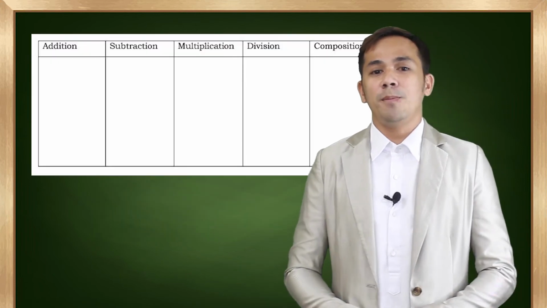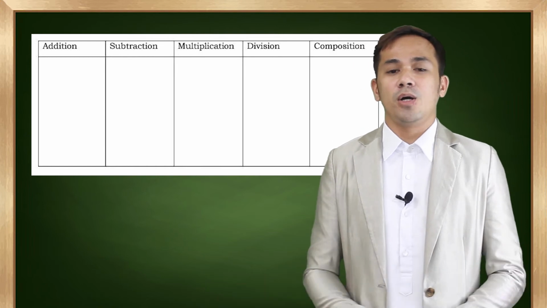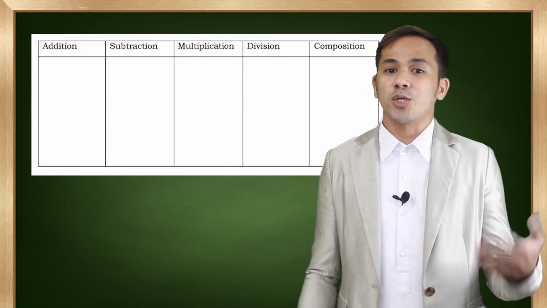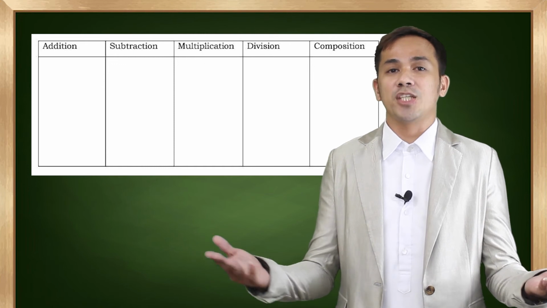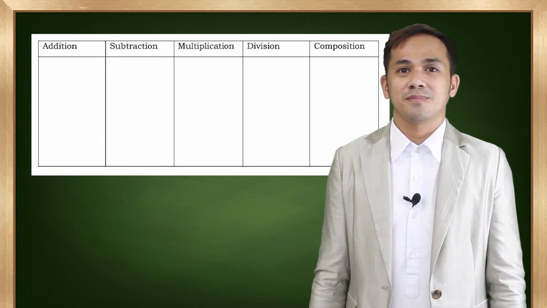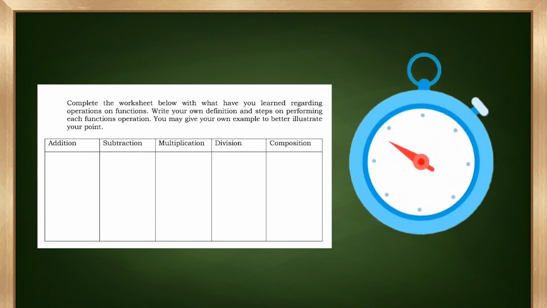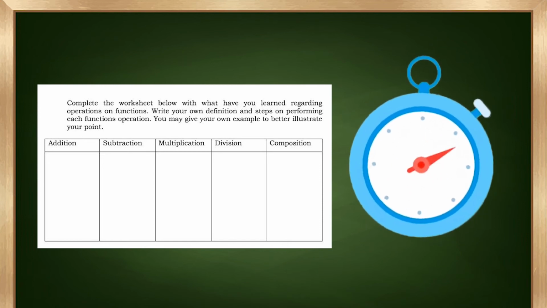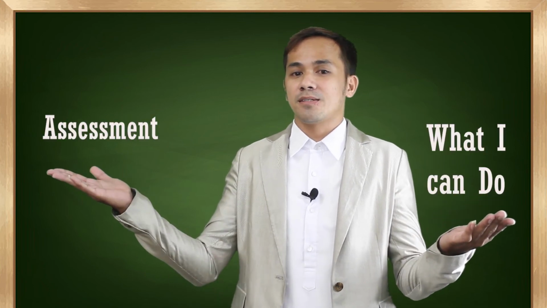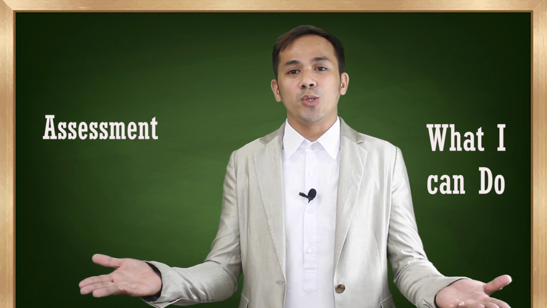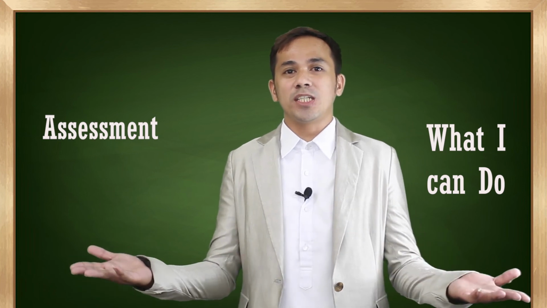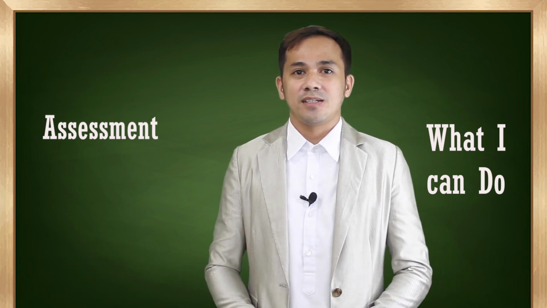To sum up what you have learned today, complete the table below in What I Have Learned. Write your own definition and step of each operation. To deepen your understanding about operations and functions, please answer the activities on What I Can Do and the assessment. Write your answer in your activity notebook. You are given 20 minutes to do this activity.